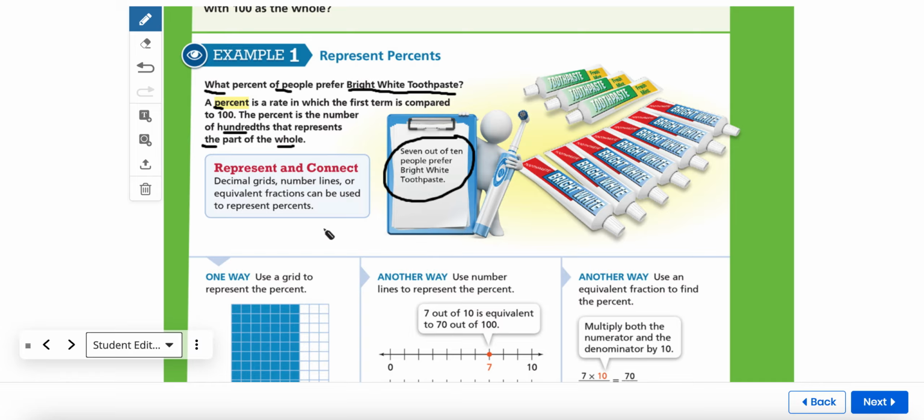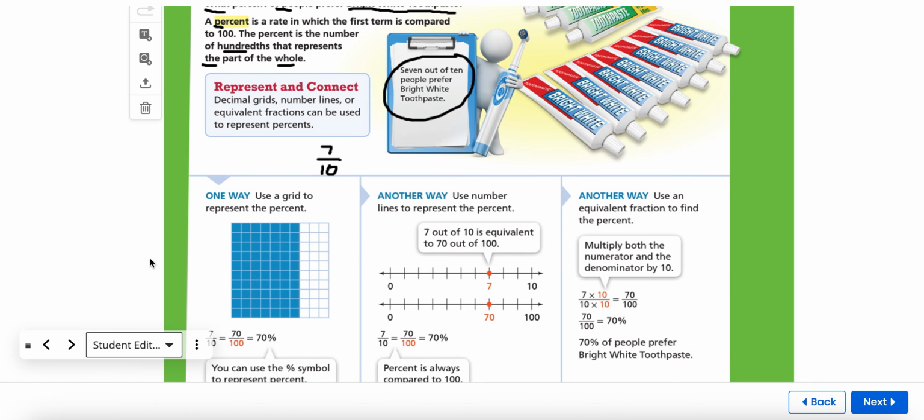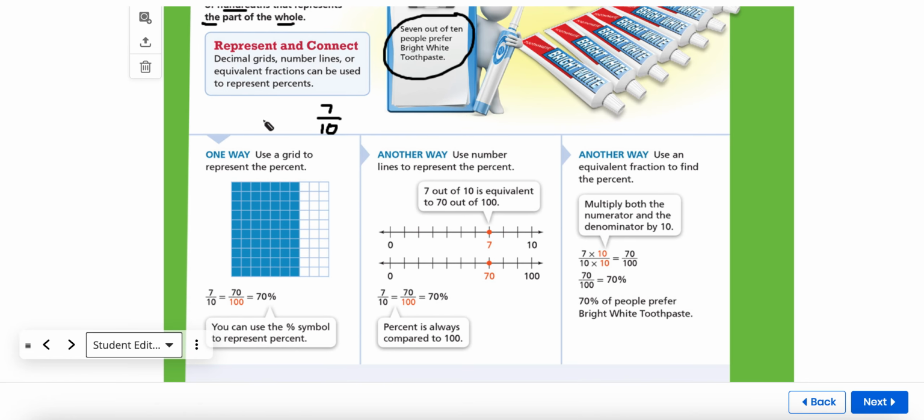So I know it's 7 out of 10. But to find the percent, I need to know what percent out of 100, because it's a rate in which the first term is compared to 100. So there are 3 ways that we can do this one. So we're going to start with one way.